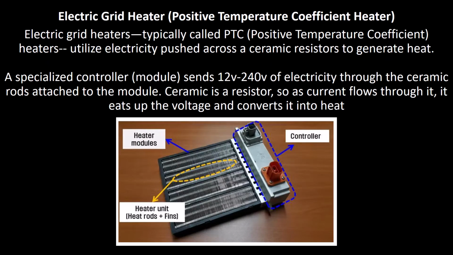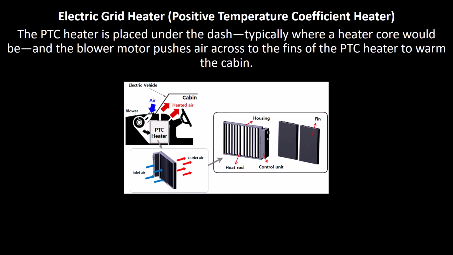Next up are electric grid heaters, known as positive temperature coefficient heaters. So electric grid heaters, typically called PTC heaters, utilize electricity pushed across ceramic resistors to generate heat. Essentially, a specialized controller, a module, sends 12 volts to 240 volts of electricity through the ceramic rods attached to the module. Ceramic is a resistor, so as current flows through it, it eats up the voltage and converts that voltage into heat. The PTC heater is placed under the dash, typically where a heater core would be, and the blower motor pushes air across the fins of the PTC heater to warm up the cabin.